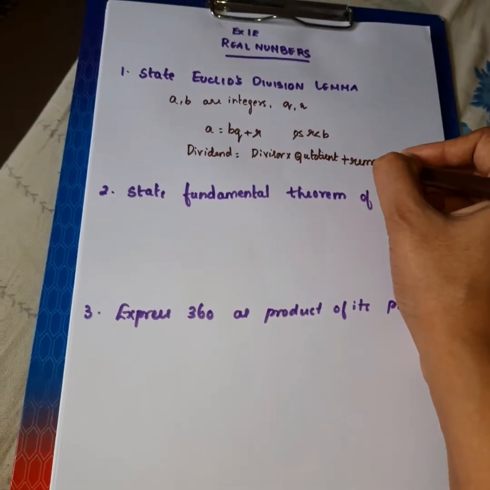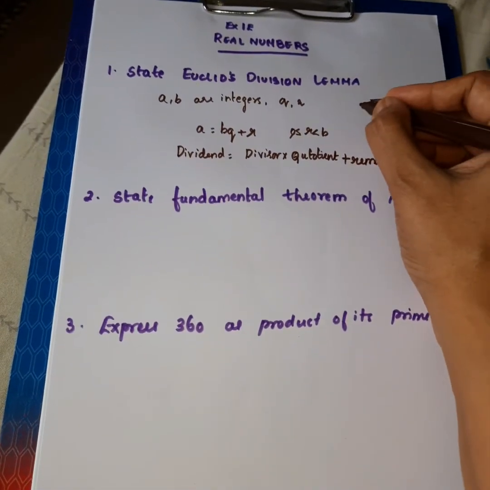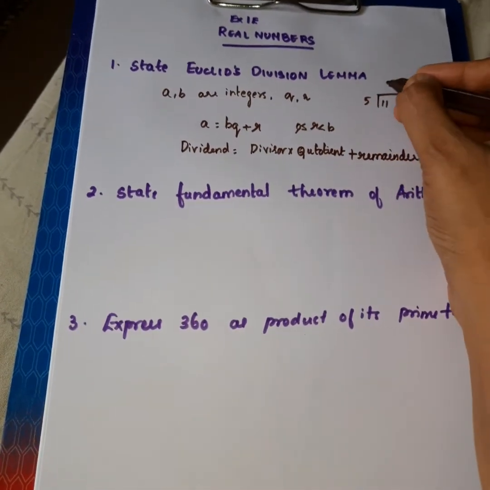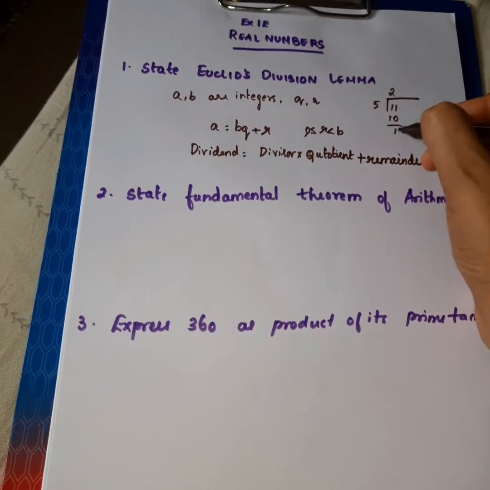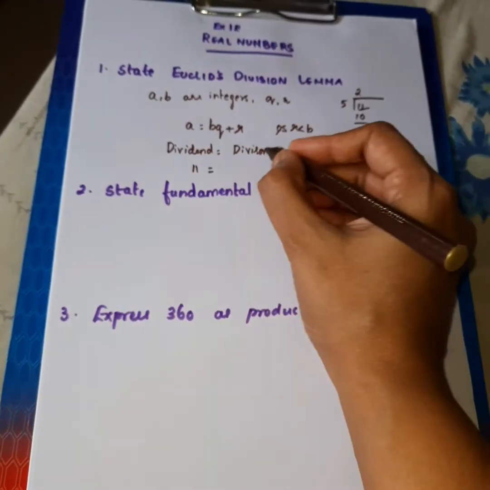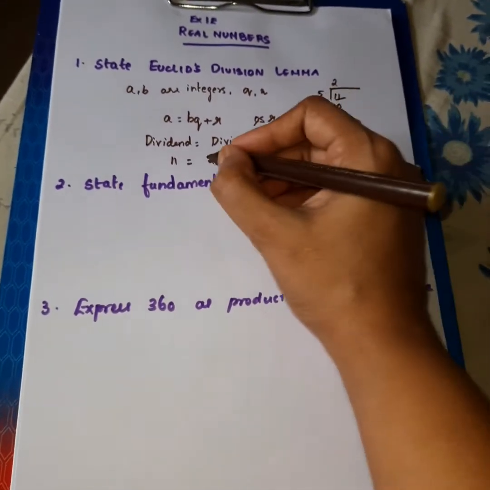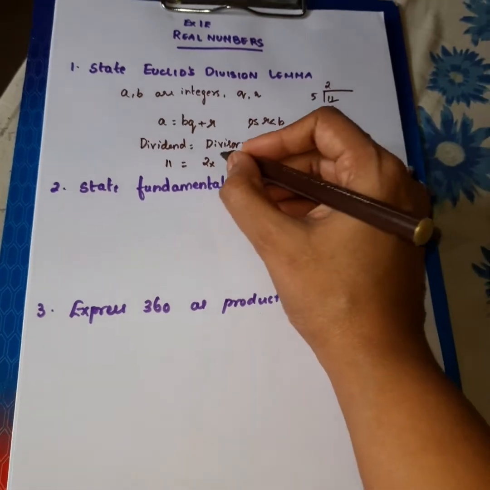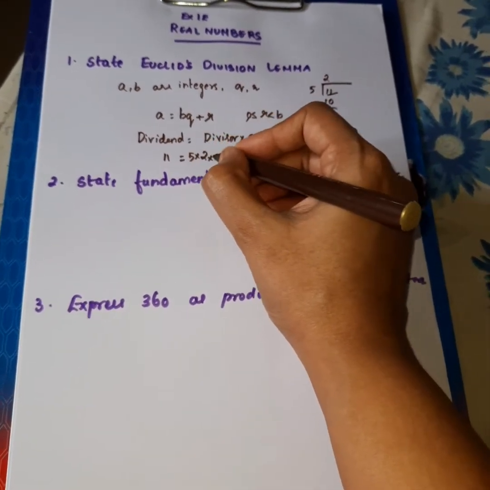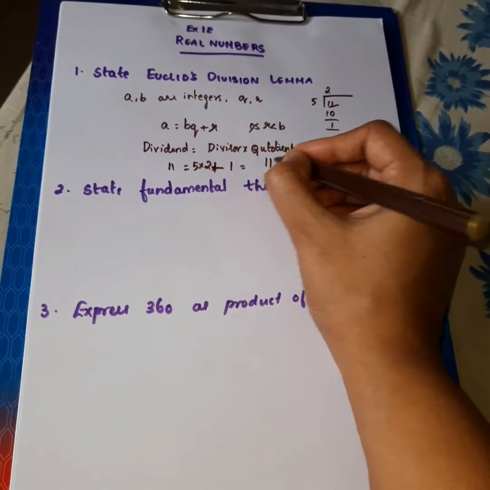And definitely the remainder is going to be less than the divisor. That's where we stop the division. We can take a simple example, 11 divided by 5. So 2 times 5 is 10, remainder is 1. If you see here, the dividend is 11, the divisor is 5 and the quotient is 2. So 5 into 2 plus remainder 1, so that's 11.